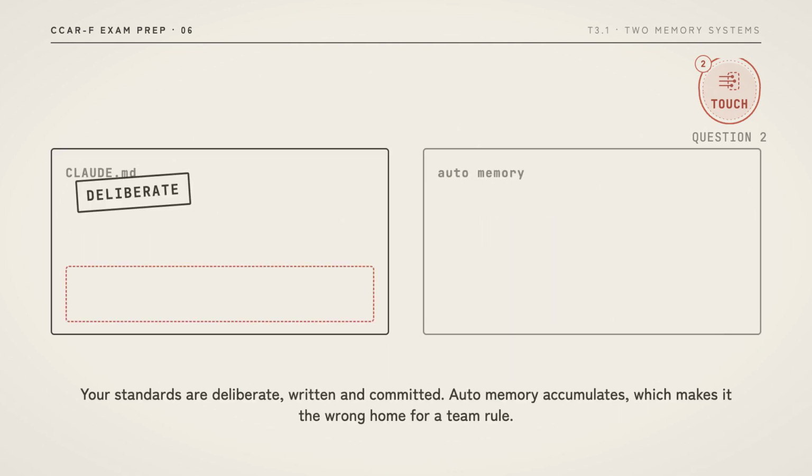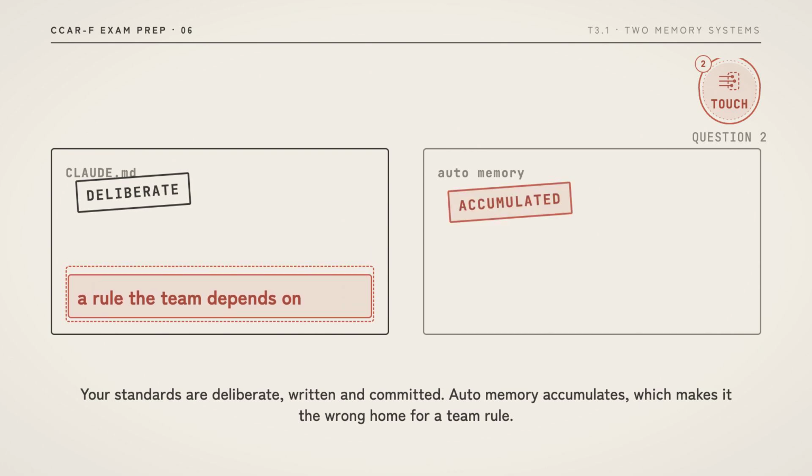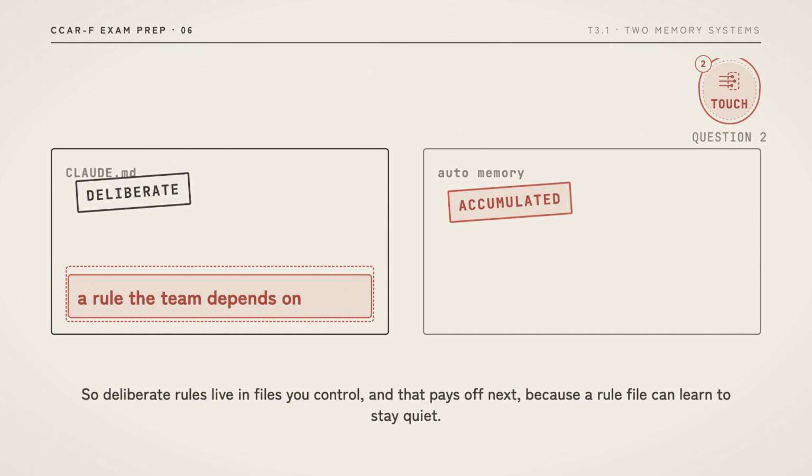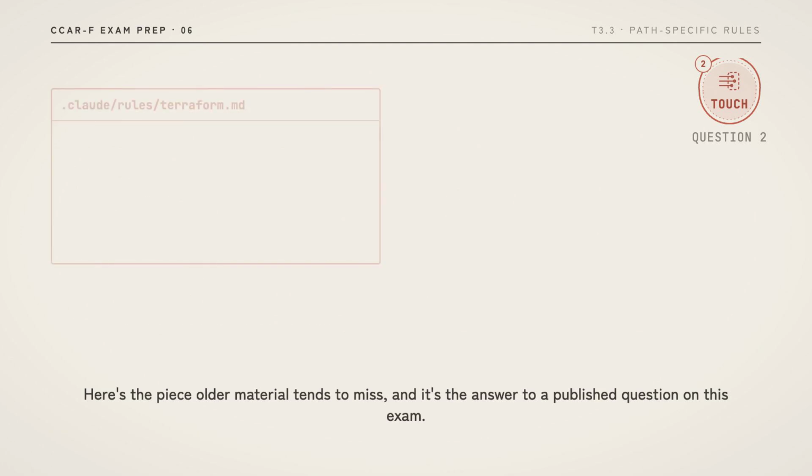Your standards are deliberate, written, and committed. Auto memory accumulates, which makes it the wrong home for a team rule. So deliberate rules live in files you control, and that pays off next, because a rule file can learn to stay quiet. Here is the piece older material tends to miss, and it's the answer to a published question on this exam.